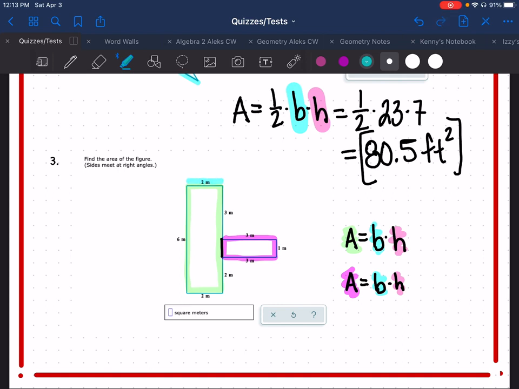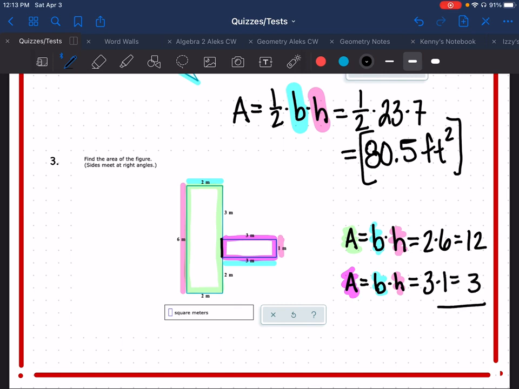There's my base. And for the height of the green one, I'm going to say it's this right here. So for the green one, I'm going to say 2 times 6, which is 12. All right, now for the purple one, I'm going to say that this is my base and then this is my height. So I'm going to say 3 times 1, which is 3.